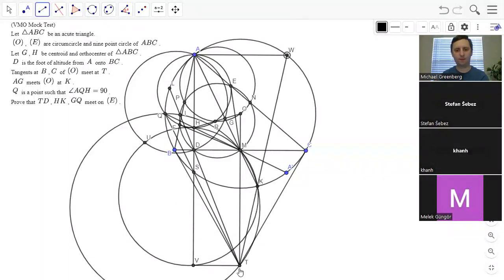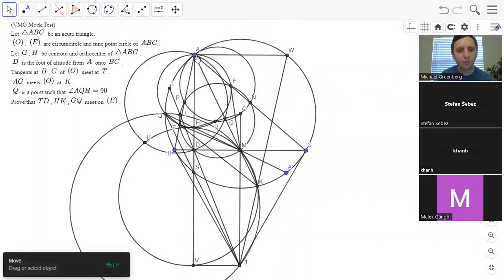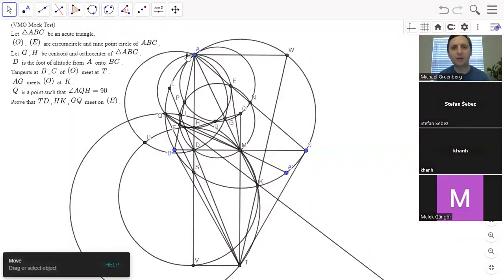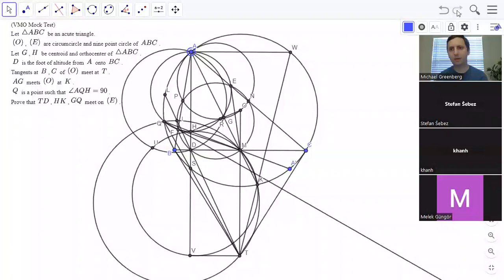So maybe we could... Oh, I'm sorry. Go on. Is Q, F, and K collinear? Q, H, M, and A prime are. Is Q, F, and K collinear? Because if it is, then we just have to prove A, I, D, and K are concyclic. It's very, very close.